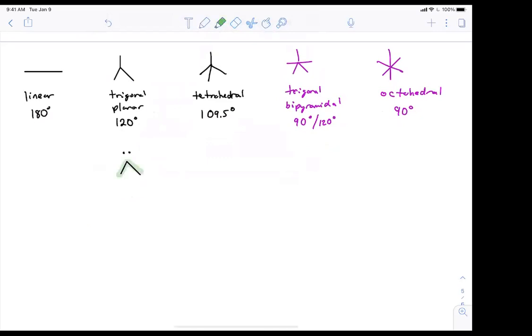But what's the shape that's remaining of the lines that is present there? Does anyone remember what that shape is called? Bent. It literally is a bent line. And it's about 117 degrees. So every time a lone pair impacts it, it usually affects it about 3 degrees.